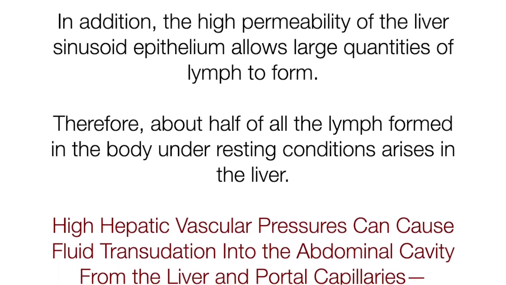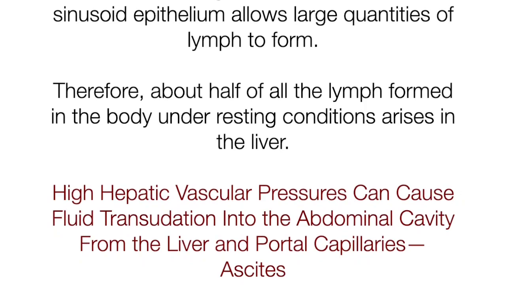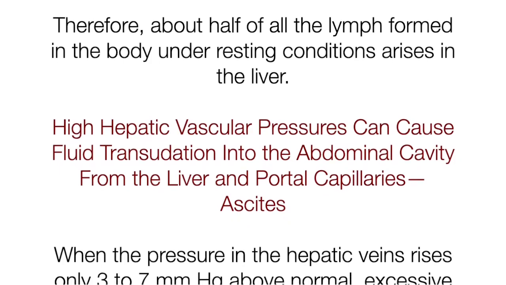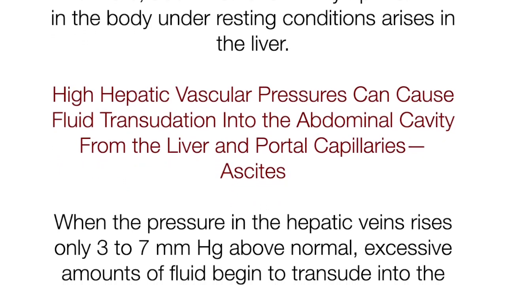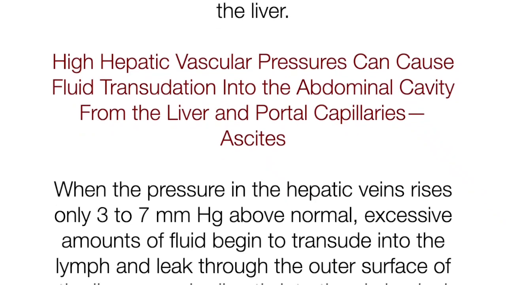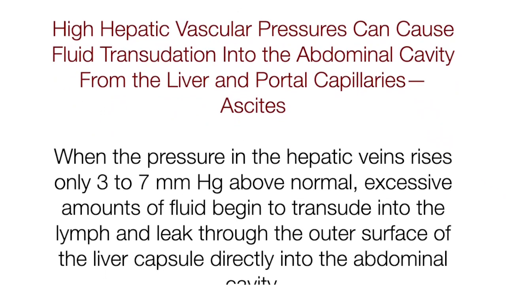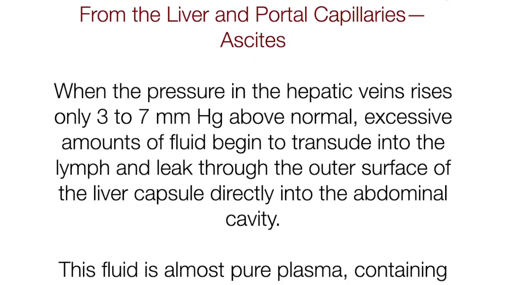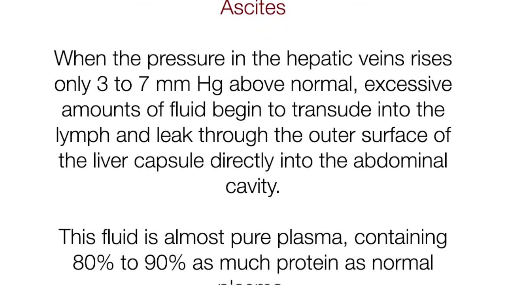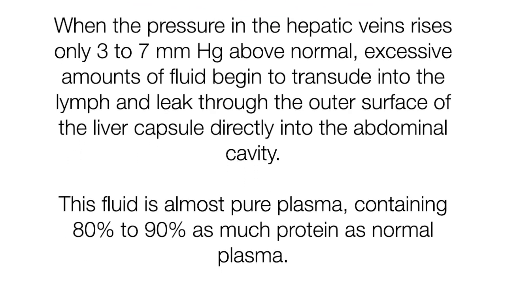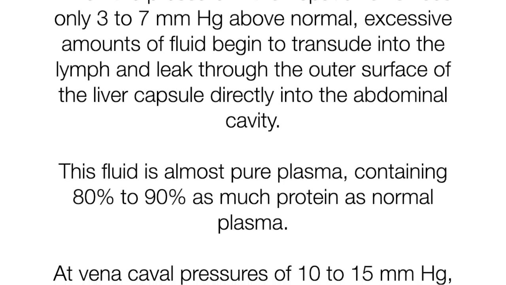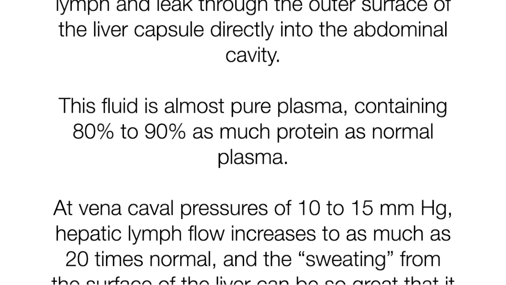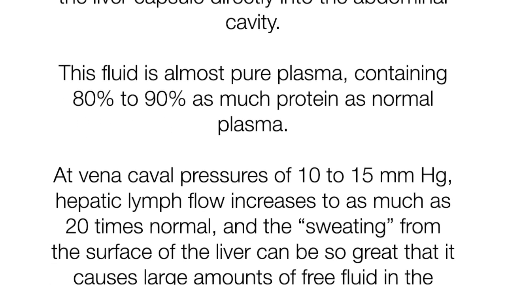High hepatic vascular pressures can cause fluid transudation into the abdominal cavity from the liver and portal capillaries, a condition known as ascites. When the pressure in the hepatic veins rises only 3 to 7 mm above normal, excessive amounts of fluid begin to transude into the lymph and leak through the outer surfaces of the liver capsule directly into the abdominal cavity. This fluid is almost pure plasma, containing 80 to 90% as much protein as normal plasma.